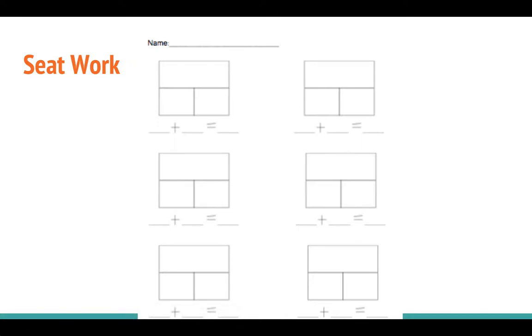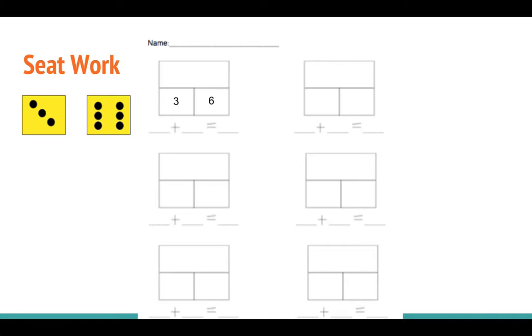Let's take a look at your seat work a little bit closer today. Here's an example. You're going to roll 2 dice. So let's say that you roll a 3 and a 6 on your first roll. So I'm going to use the 2 dice as my parts in my part whole box. So I'll record those in the part whole box. I have a 3 and I have a 6.